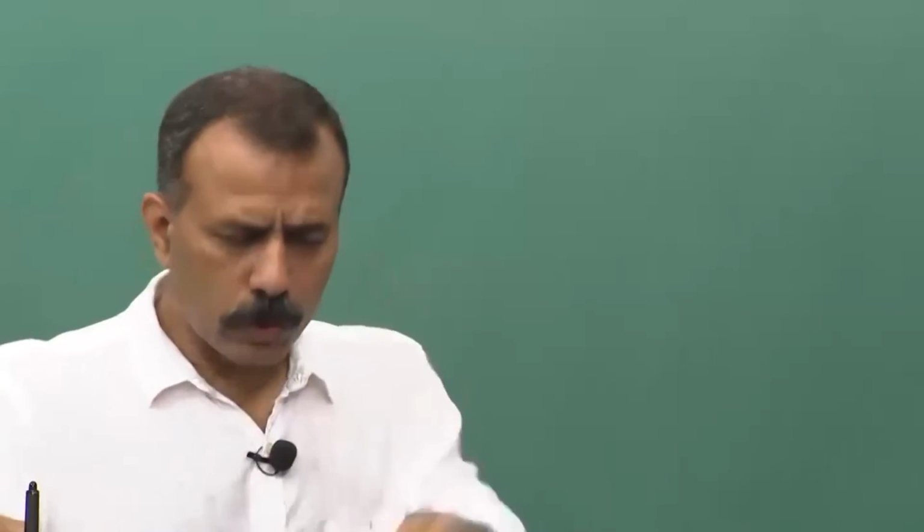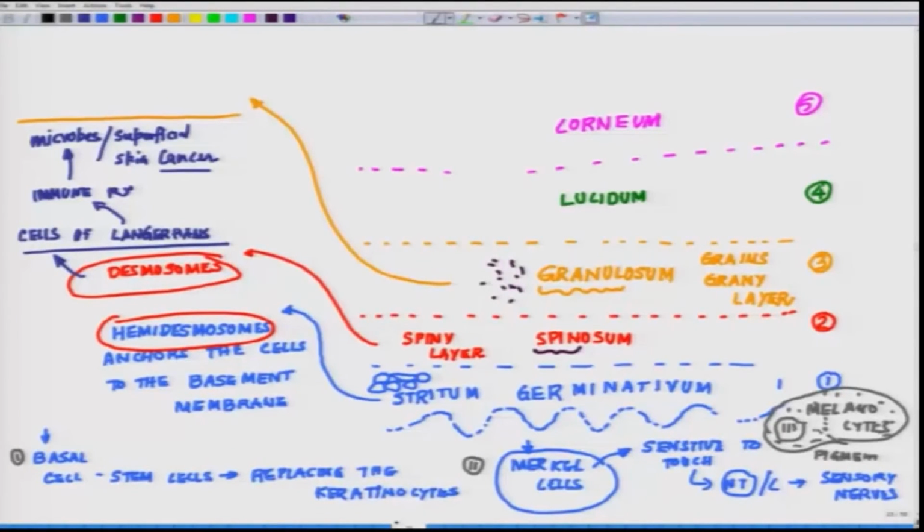Okay. So, now we will move on to the next layer, which is the lucidum layer. So, we are done with this layer and this layer. Now, we are moving on to the lucidum layer. The lucidum layer is a pretty upper layer, and this layer is a very clear layer, almost transparent, and cells are only filled with keratin.